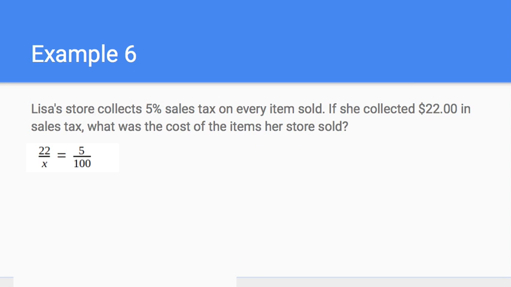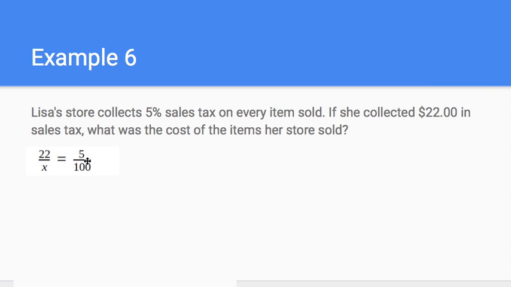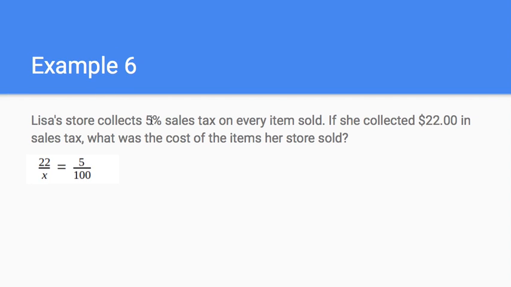Okay, so let's look at one that's a little bit backwards. Lisa's store collects 5% sales tax on every item sold. If she collected $22 in sales tax, what was the cost of the items her store sold? Well, in this one, I set up a proportion. Okay? We've got a 5% sales tax gave her $22. So I set it up 22 over x is equal to 5% over 100.